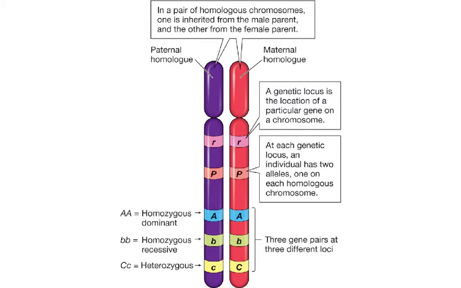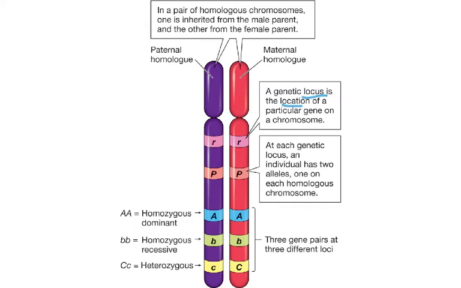Then a locus is the position. A genetic locus is the location of a particular gene on a chromosome. So that's a very simple word, locus, location. So the position. And at each genetic locus, an individual has 2 alleles, one on each of the homologous chromosomes.